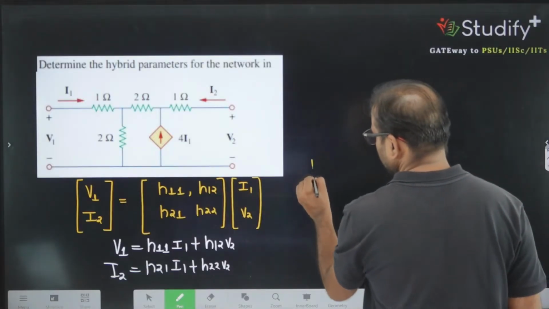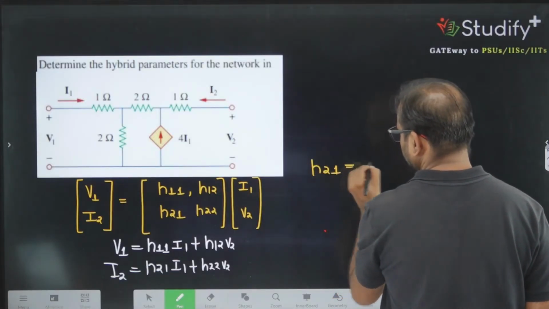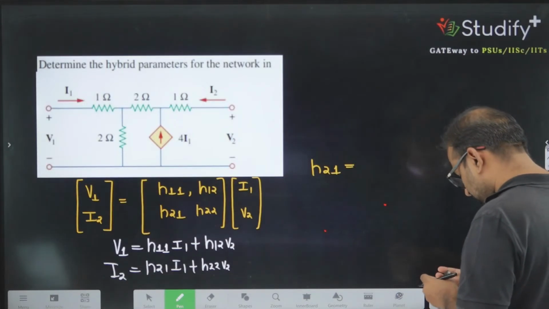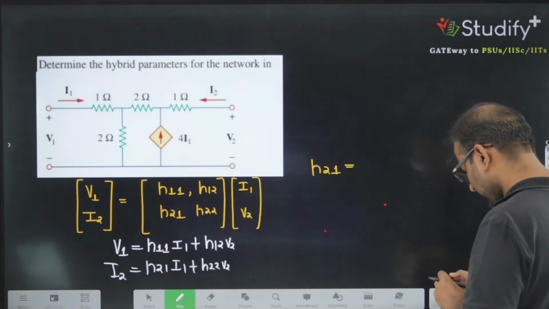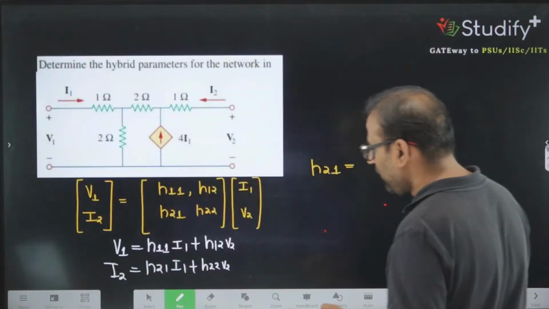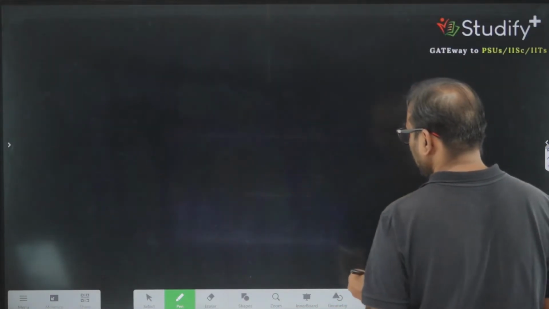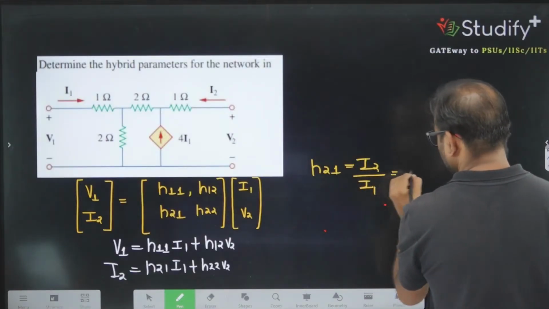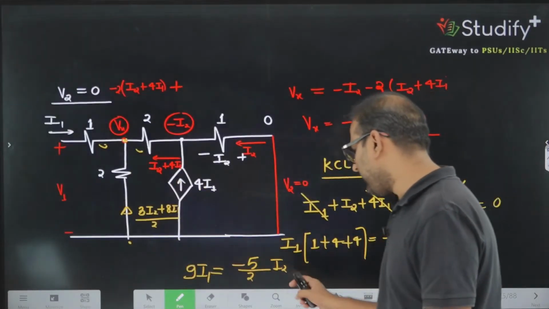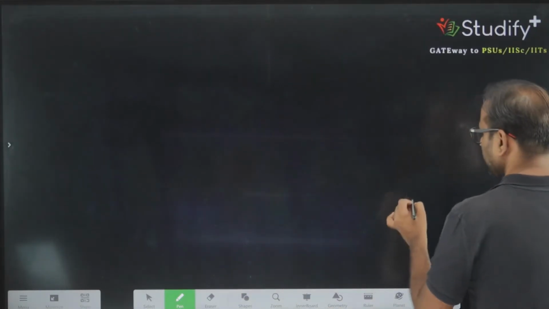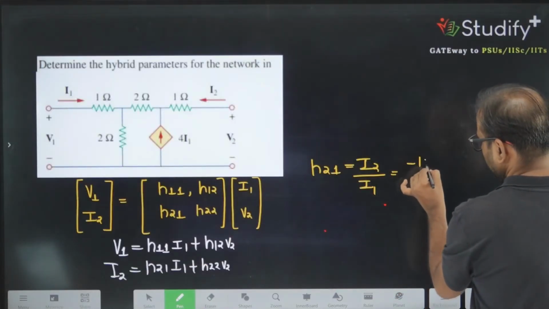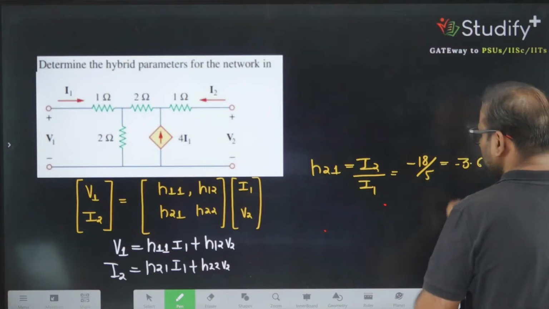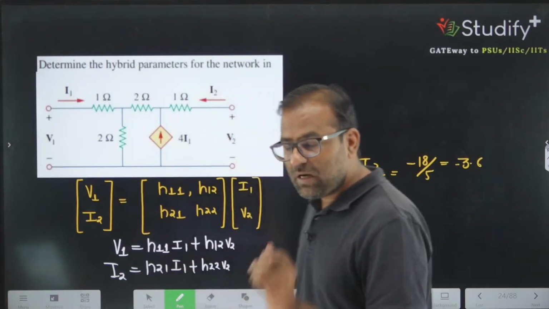And what is the value of H21? The value of H21 is given by I2 by I1. And what is I2 by I1? You can say I2 by I1 is 18 by minus 5. So the answer is minus 3.6. Correct? This is one of the answers. Now what is the second answer?